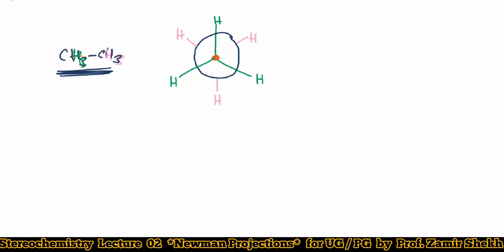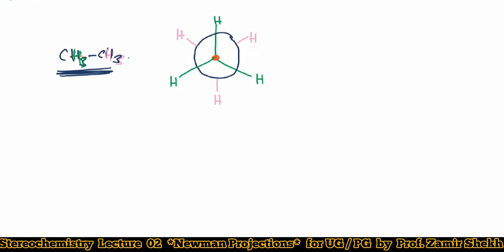This type of representation is called a Newman projection. The dot is the front carbon, and the circle is the back carbon. That means we have to see the molecule along the carbon-carbon bond, so behind the dot there is a carbon, and that's why we need to show the carbon-carbon bond here. This is a simple representation.